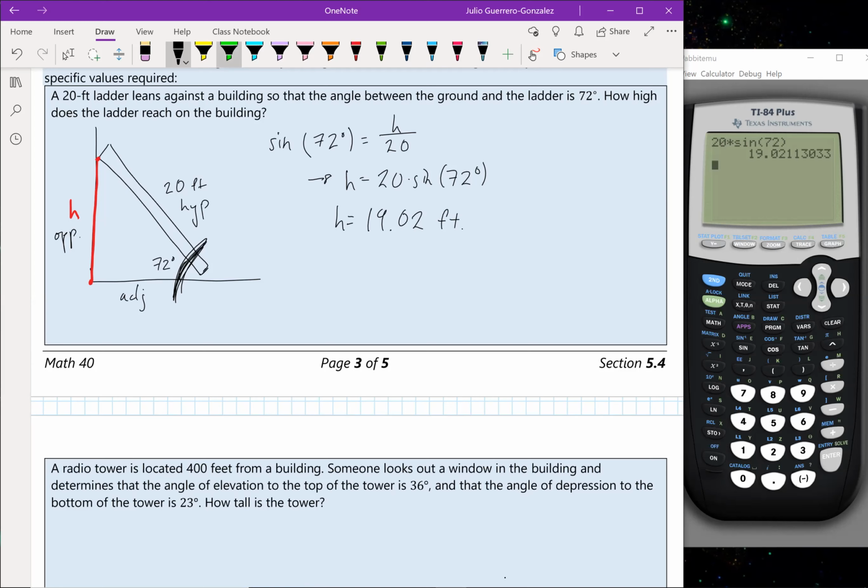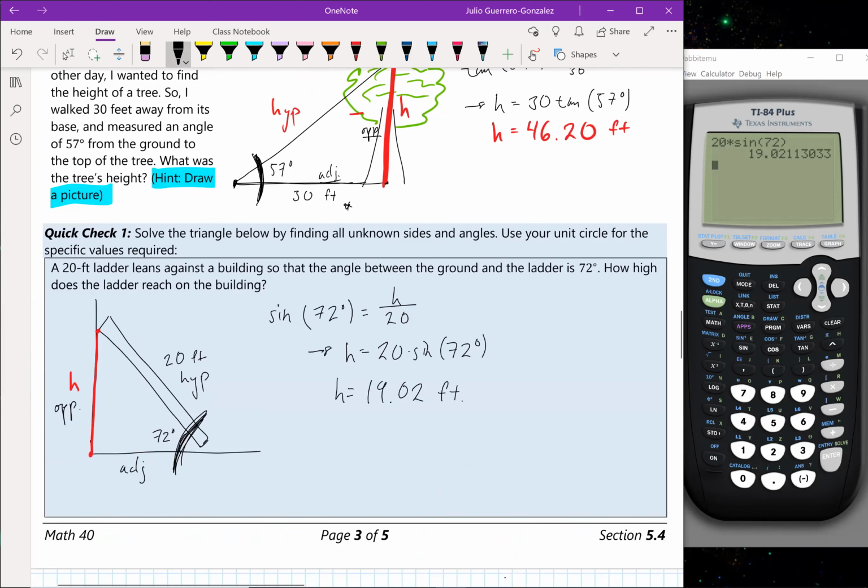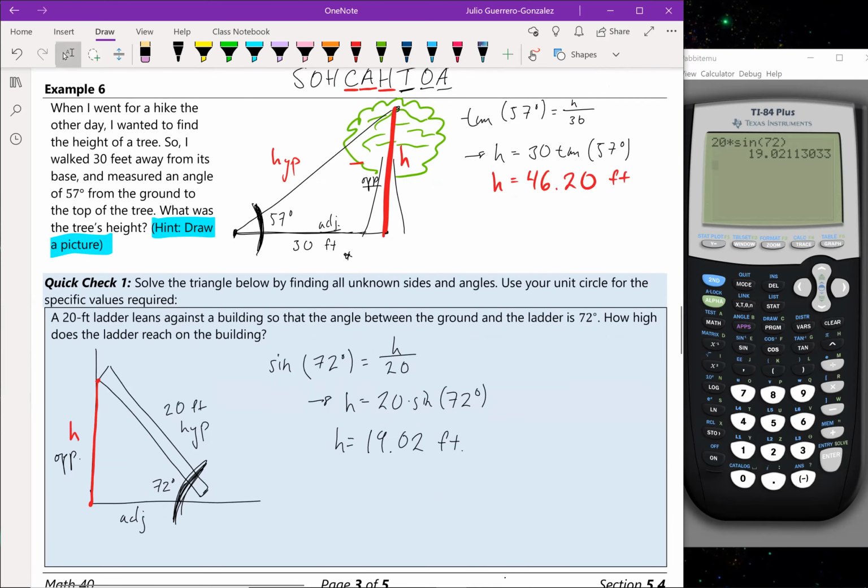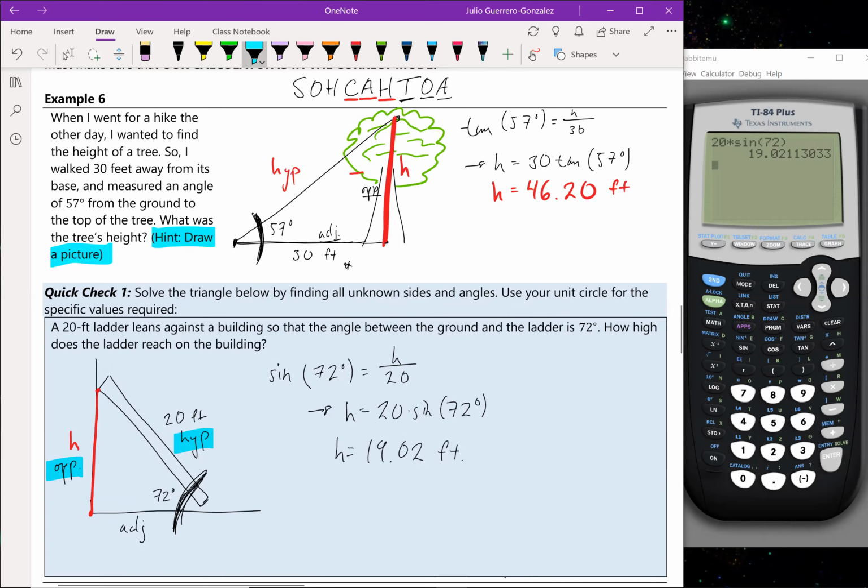So if we go back to SOHCAHTOA, we have an opposite and we need the hypotenuse for it. Does that make sense? So when you look at SOHCAHTOA and you see opposite and hypotenuse, that means you need to use sine.